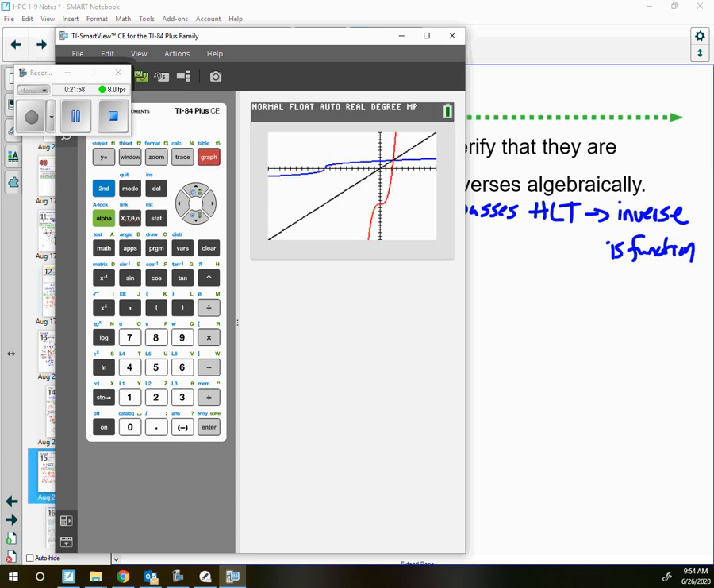Take a look at the red graph. Is it a function? Absolutely. It passes the vertical line test. I knew that from the beginning, though, because my original function, the blue one, passed that horizontal line test.